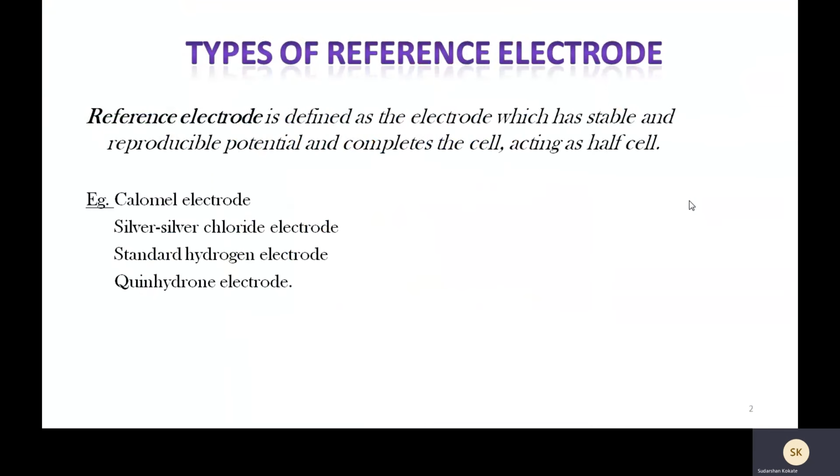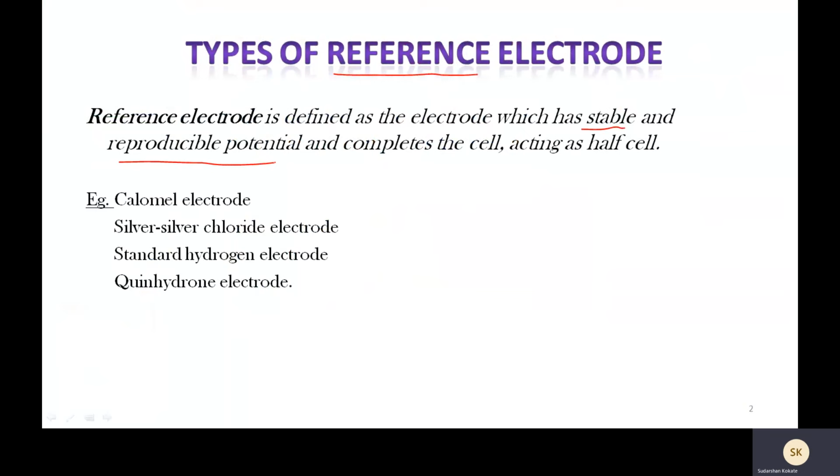types of reference electrode. Before starting the types of reference electrode, the question is, what exactly is meant by a reference electrode? A reference electrode is an electrode whose potential is known. Alternatively, it can also be defined as an electrode which is stable and produces a reproducible potential and completes the cell, acting as a half cell.